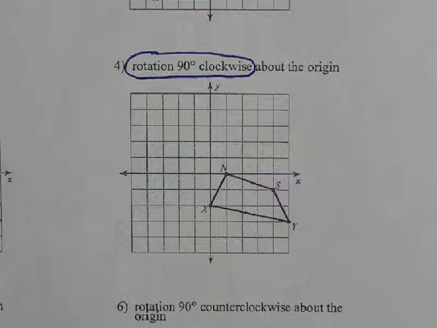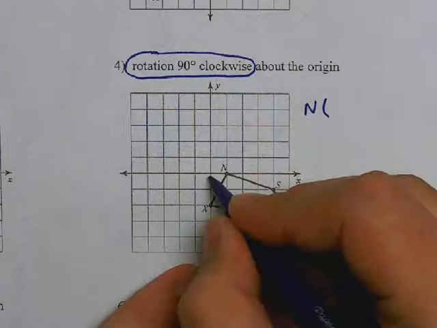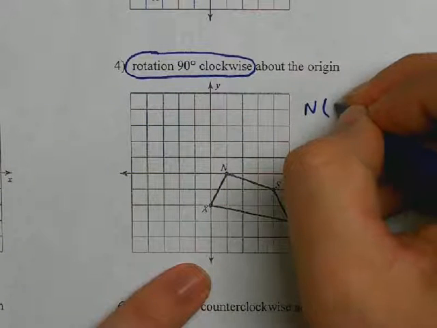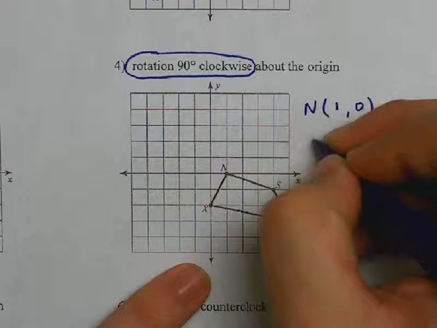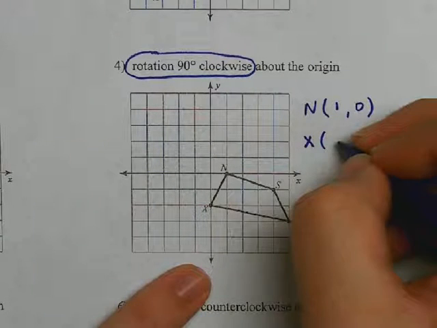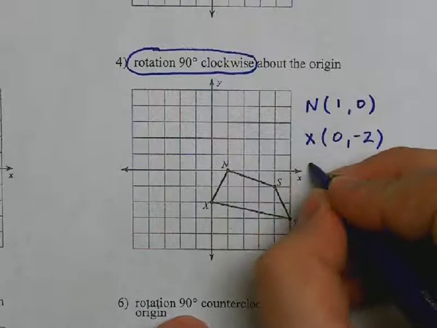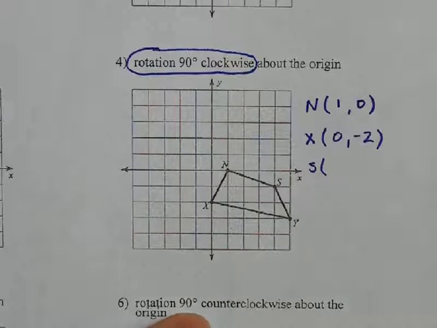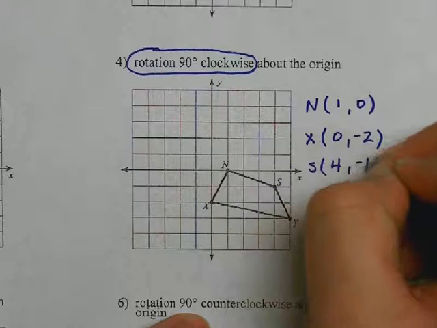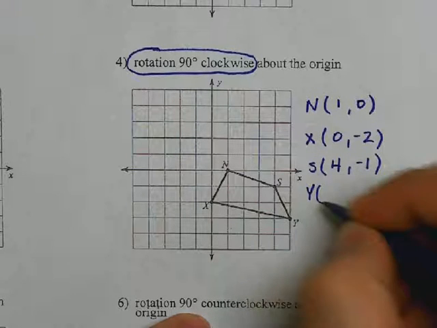Next step, after you circle the rotation of 90 degrees clockwise, you want to list out all your points. So you have N, which is right here. It doesn't go up or down, it just goes to the right, so that's (1, 0). Go with X next, and that would be (0, -2), since it's on the Y. And then you have S, which is (4, -1). Goes right 4, then down 1. And then we have Y, which is (5, -3).